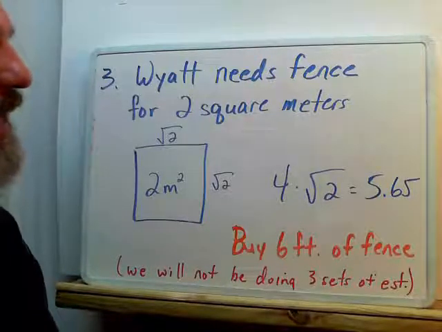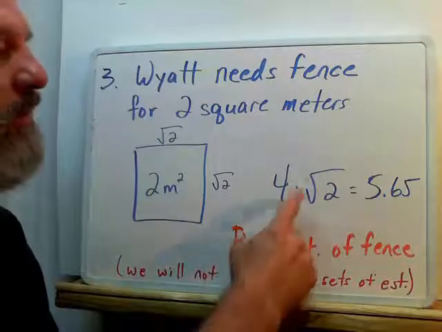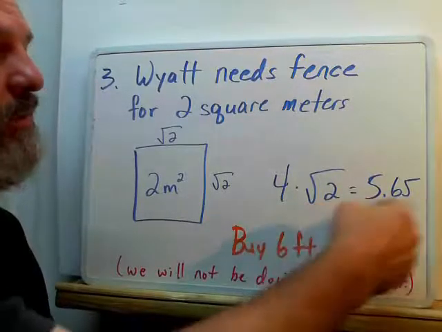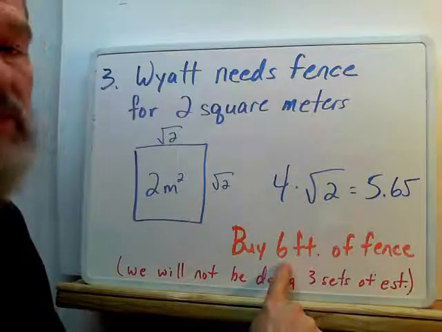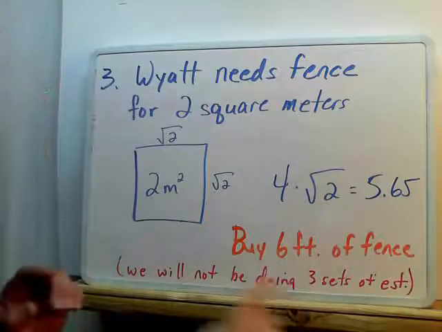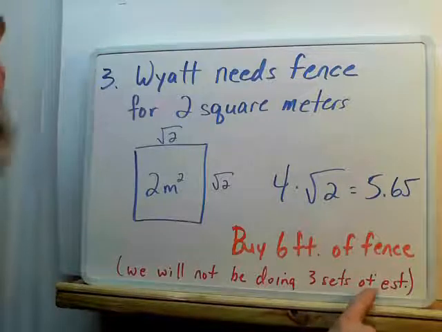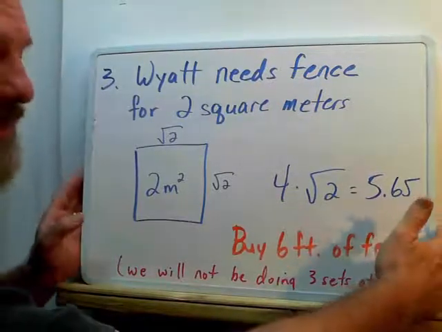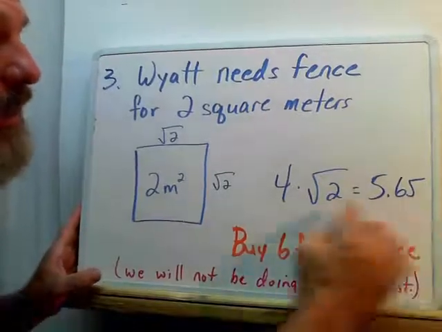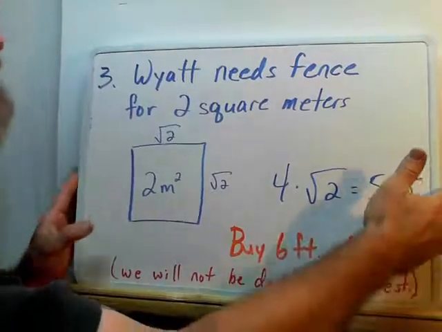cell phone with them, and most cell phones have this function. You can do 4 times the square root of 2 on your cell phone and find out that you need to buy about 6 feet of fence. Okay, so we will not be doing the 3 sets of estimates on all the problems in this lesson where they ask for that. We are not going to do that. We're going to actually use a calculator and just solve the problem.